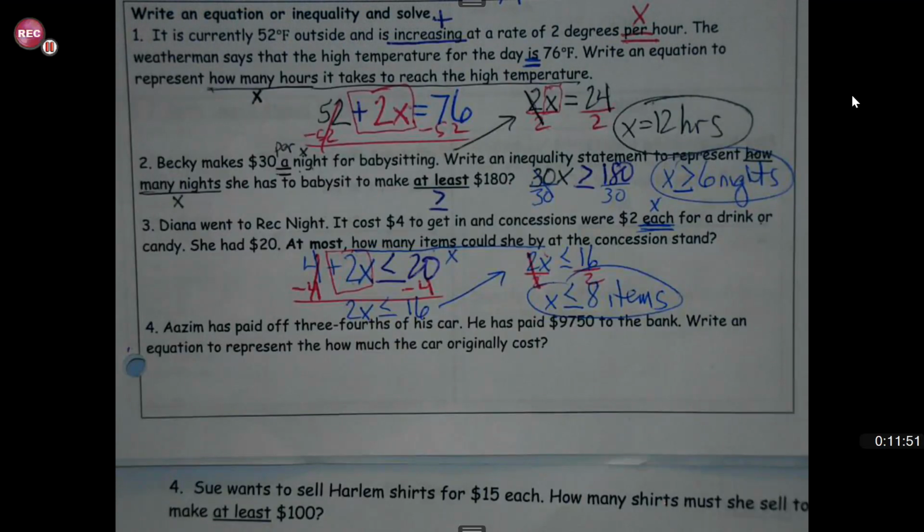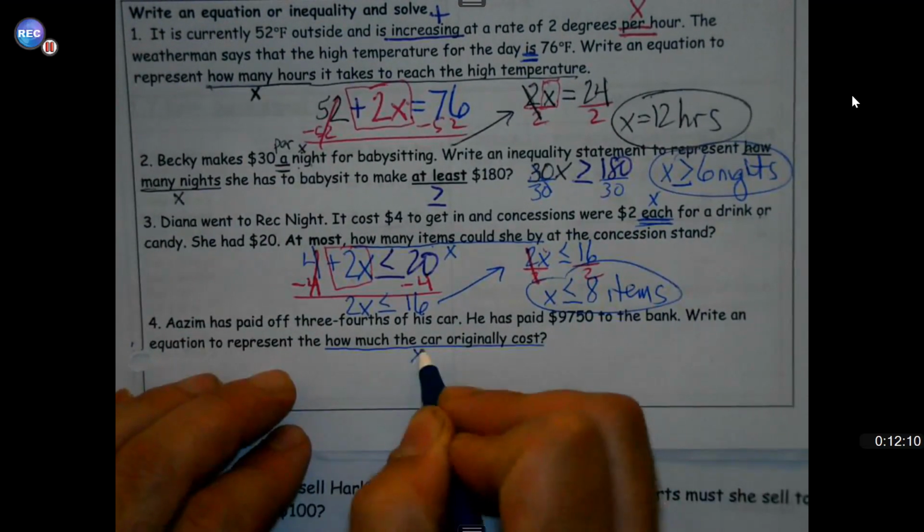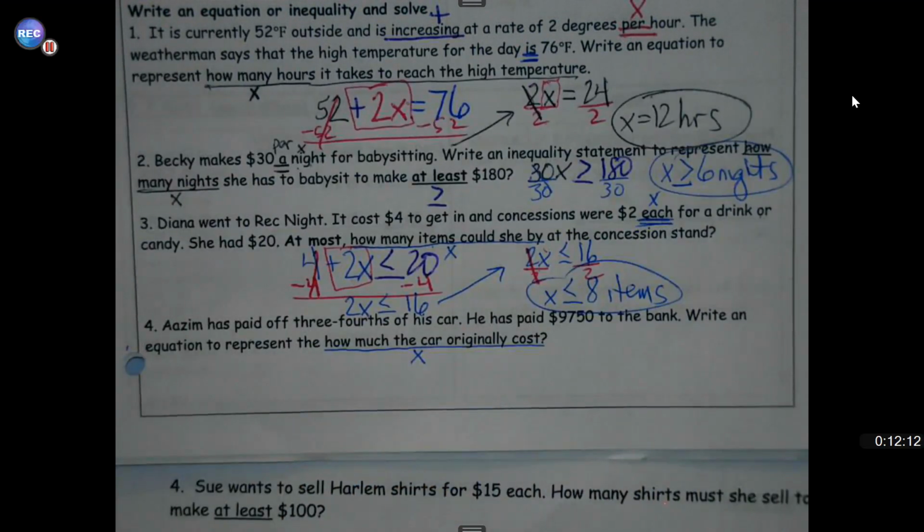Okay, last example, and then there are a couple of problems on the sheet I want to do with you because they're a little kooky. Azim has paid off 3/4 of his car. He's paid $9,750 to the bank. Write an equation to represent how much the car cost originally.